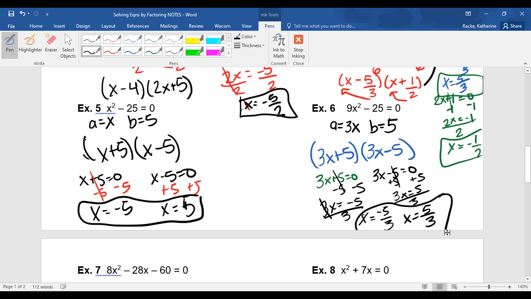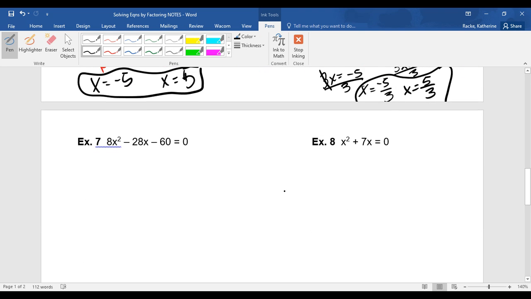All right, just 2 more here, guys. Example number 7, the first thing we're going to have to do because a is greater than 1 is check for greatest common factor. Our greatest common factor in this is going to be 4. And if I divide all these numbers by 4, I would have 2x squared minus 7x minus 15 equals 0. Okay, so now we're just going to have to remember to carry this 4 down.